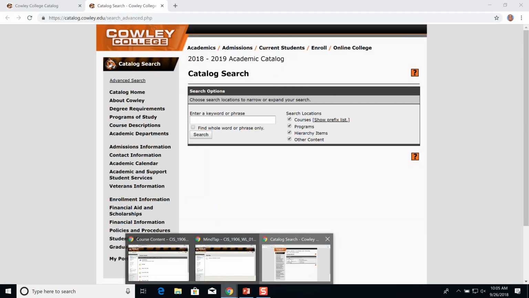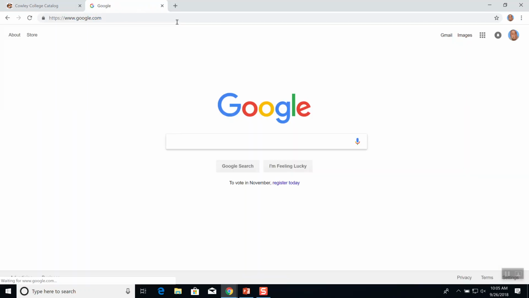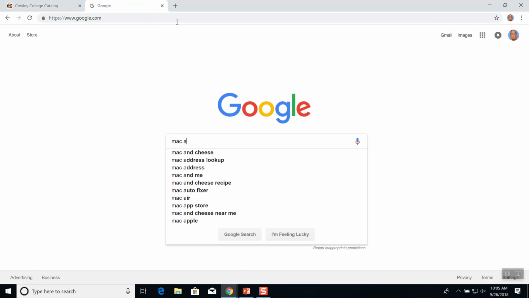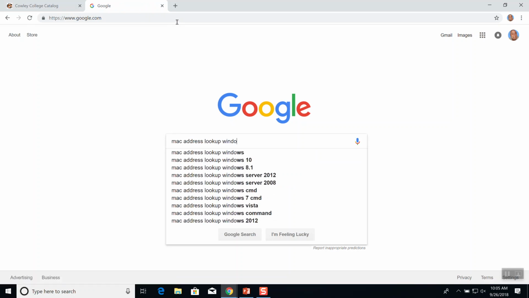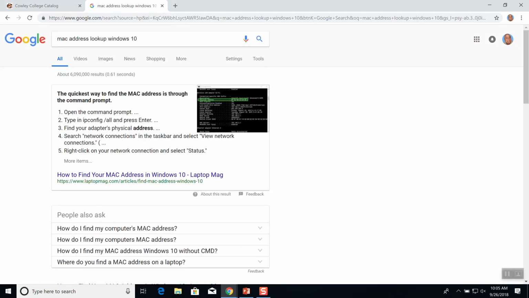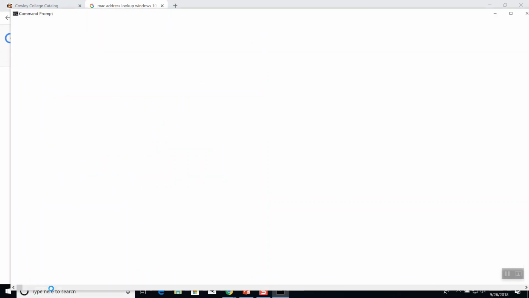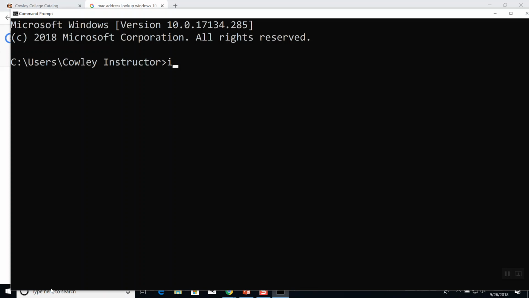I don't even know if I know how to look it up. Let's see if I Google it. Look up Windows 10. The quickest way to find a MAC address is the command prompt. Do ipconfig /all. Okay, so I come down here, type cmd, ipconfig /all.